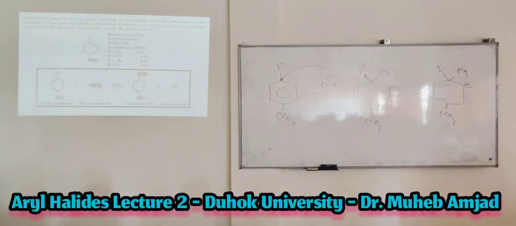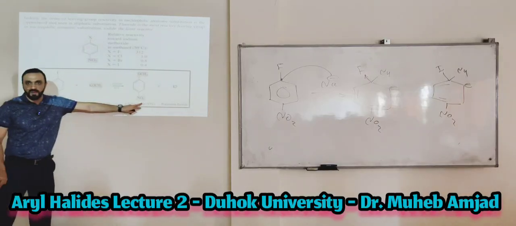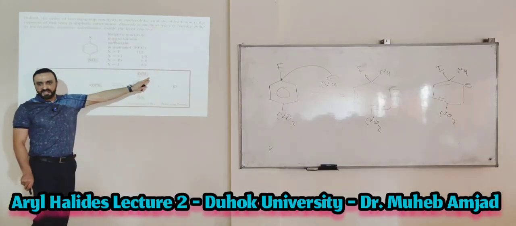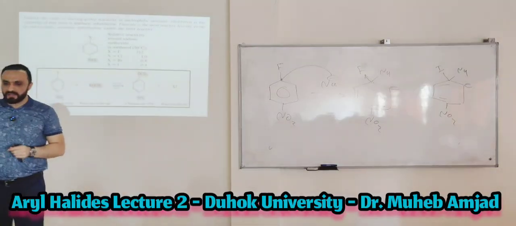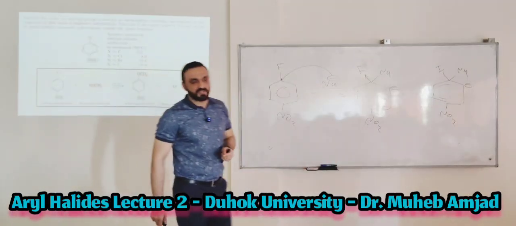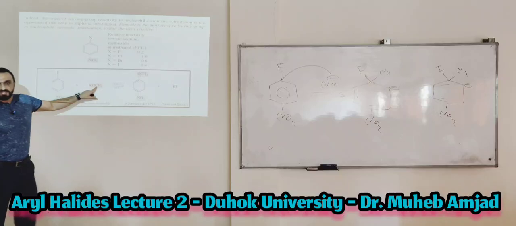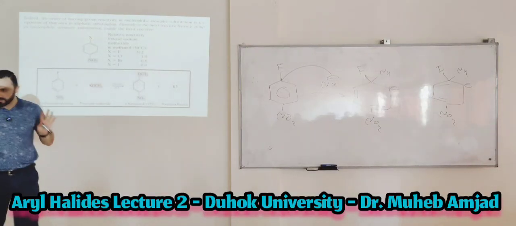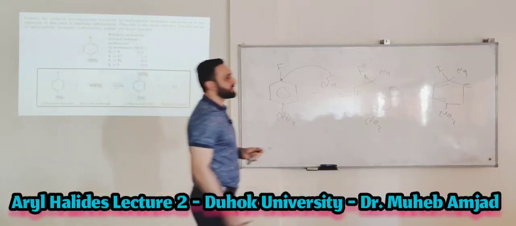Look at the product and the starting material. What is the difference between the starting material and the product? Where is the difference? In the nitro group? No. The fluor is replaced by OCH3. That means it is a substitution. Now, this is negatively charged, so is it a nucleophilic substitution or an electrophilic substitution? Nucleophilic substitution.